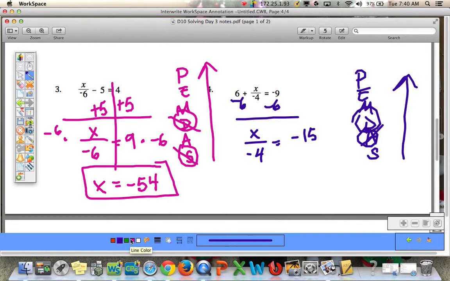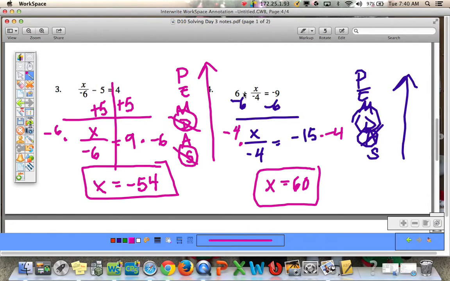And then to get rid of the divided by negative 4, we're going to multiply each side by negative 4. And a negative times a negative is a positive. And 15 times 4 is 60. So you have x equals 60.